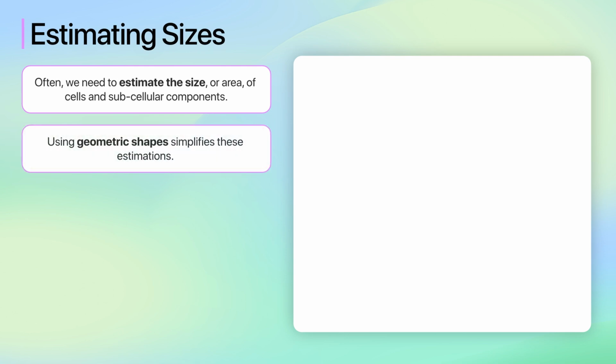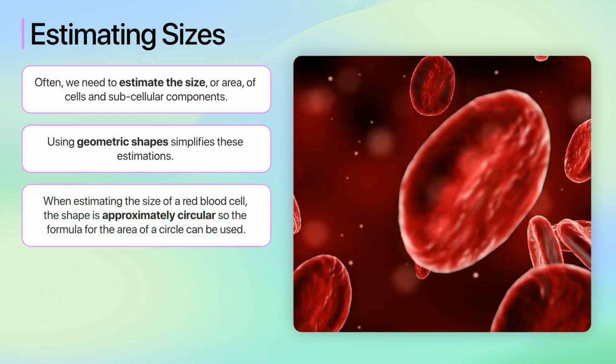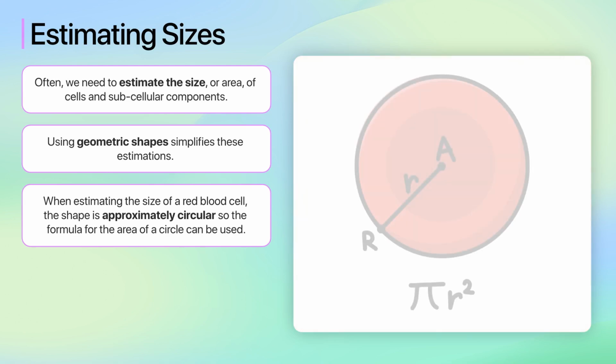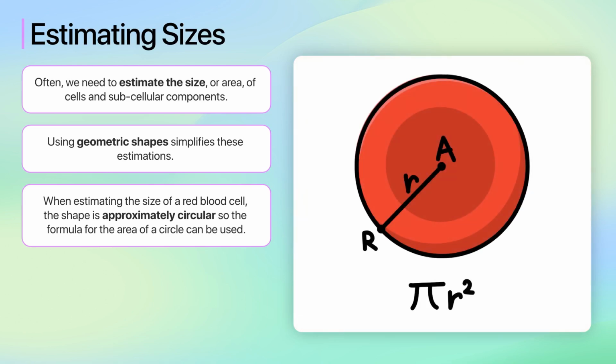Using geometric shapes simplifies these estimations. Here are some examples of estimations that we can use when calculating the size of cells. When estimating the size of a red blood cell, we can assume that the shape is approximately circular. Therefore, we can use the formula for the area of a circle to estimate the size of a red blood cell. To remind you, this equation is the area of the circle is equal to pi, multiplied by the radius of the circle squared.